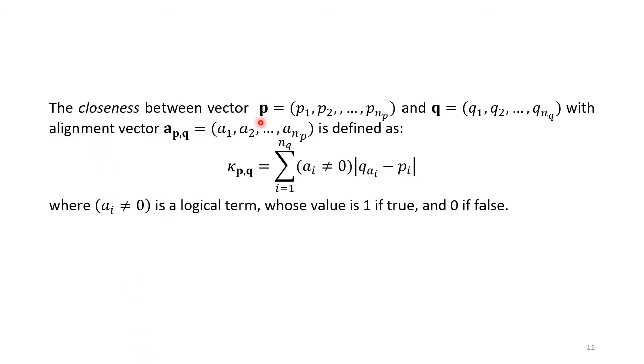The closeness between vector p and q with alignment vector apq is defined as kappa pq equals sigma i from 1 to nq, ai doesn't equal 0, times absolute of q ai minus pi, where ai doesn't equal 0 is a logical term whose value is 1 if true and 0 is false. So the closeness is calculated based on the absolute difference between the matching elements between the two vectors.